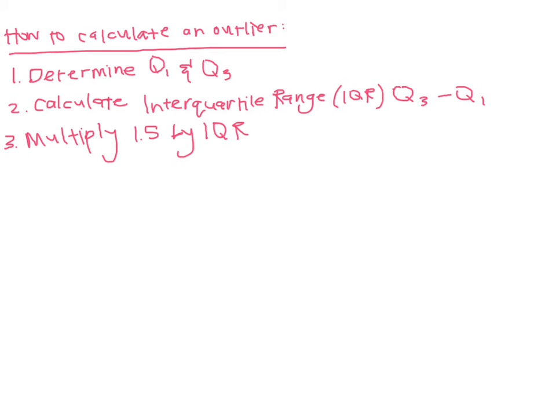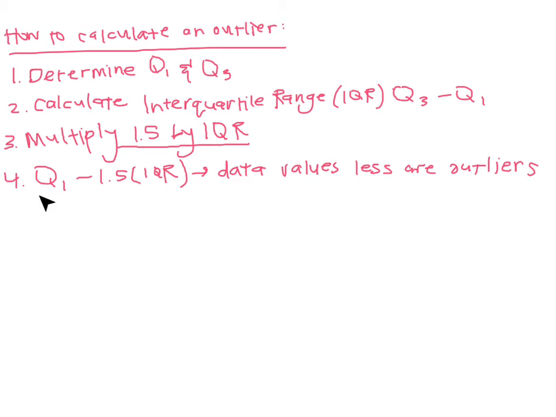So step number 4, to find out how low we can go, we do quartile 1 minus the number we just calculated here, 1.5 times IQR. Once again, that is quartile 1 minus 1.5 times IQR. Remember, in order of operations, the multiplication happens first. This number is going to tell you that data values underneath it are outliers. So any number less than what you calculate right here is going to be an outlier. Those are outliers on the lower end.